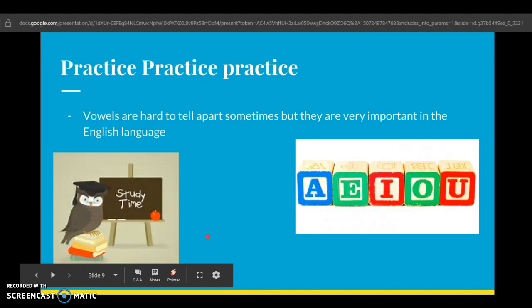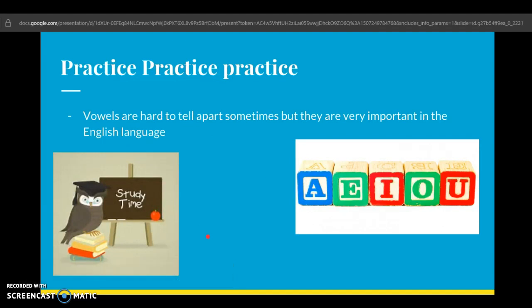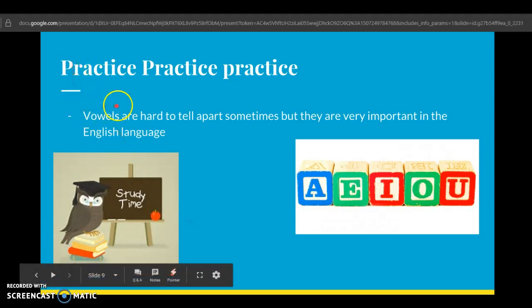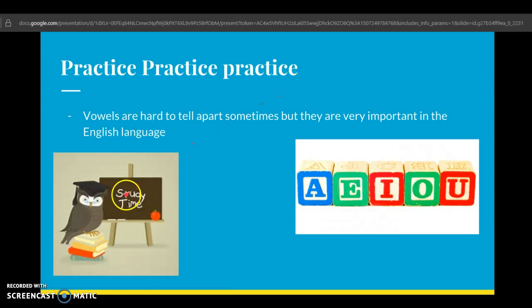Good job, kids. I hope you understood this lesson and you got something out of it. So just remember, you can go back through this and listen to it again and practice. That's how you're going to get better at your vowels.